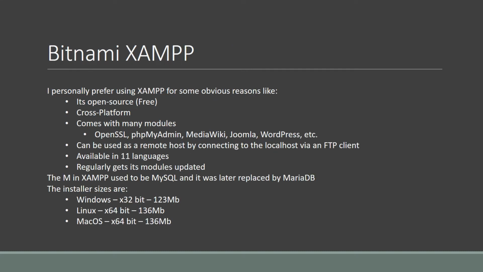And let's move on. And then Bitnami XAMPP. I personally prefer using XAMPP for some obvious reasons: it's open source, it's free, you can download it for free online, and it's very easy to use, very easy to install. It's cross-platform. It's the same on different operating systems. It might have a few changes here and there, but it's the same. And it comes with many modules, and these are the few ones that are listed: WordPress, Joomla, MediaWiki, phpMyAdmin.